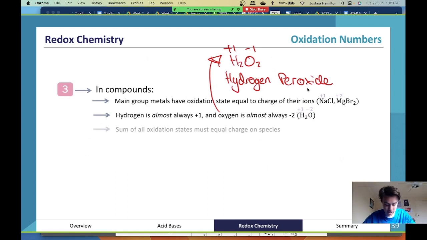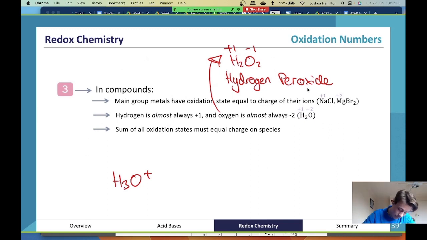Sum of all the oxidation states must equal the charge of the species. So let's look at an example. We'll talk about an example that we went through earlier. We went through H3O+. Remember, we were working with this with our acids. We were talking about this all the time.